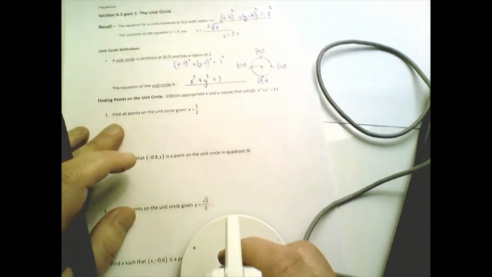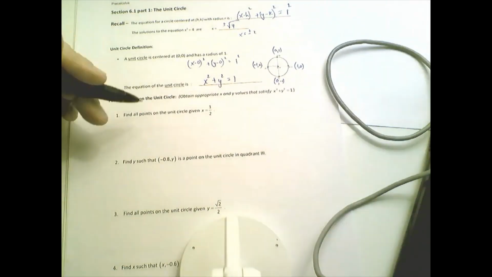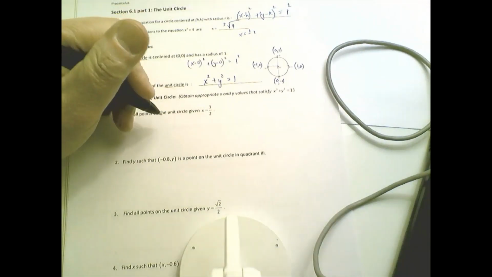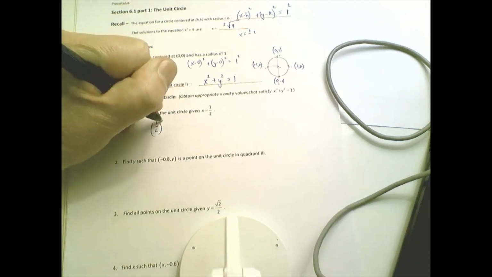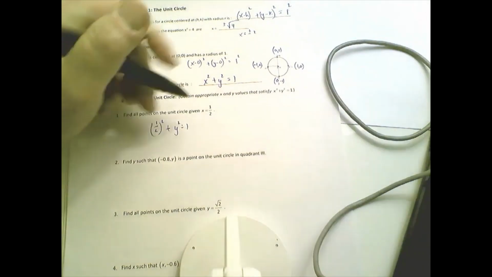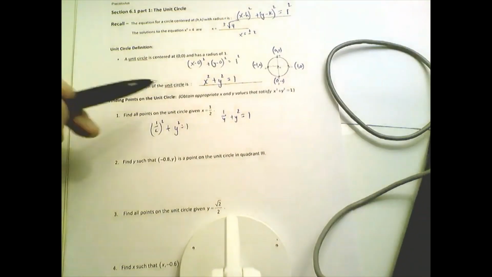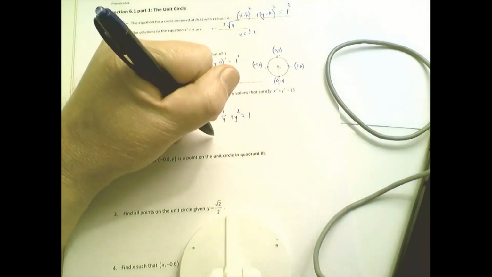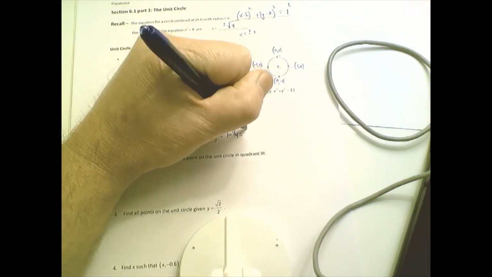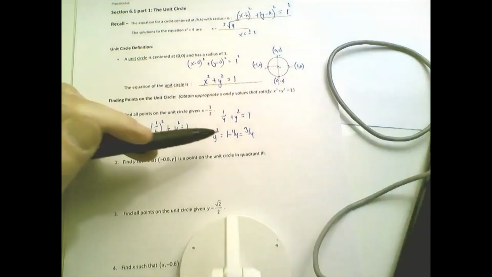Work our way through a couple quick problems. Find all points on the unit circle given that x equals 1/2. Well, what do I know must be true? I know x squared plus y squared has to equal 1. I know that x is equal to 1/2. So I know that 1/2 squared plus y squared equals 1. This becomes 1/4 plus y squared equals 1. Subtract 1/4 from each side, and I have y squared equals 1 minus 1/4 equals 3/4.